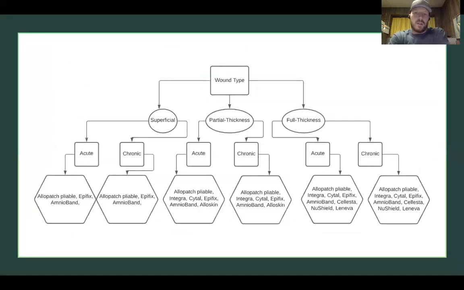So our flow chart here, we had 3 different kinds of wounds: superficial, partial thickness, and full thickness. And then for each kind, we had either acute or chronic. And as mentioned at the start of the presentation by Jenny, a lot of these products are greatly interchangeable. You can use a lot of them for a lot of different things. Almost every single one of these products is indicated for acute or chronic wounds. The only difference is some of them aren't indicated for diabetic foot wounds or arterial or venous insufficiency wounds. And we kind of hit on that in our uses and purposes.